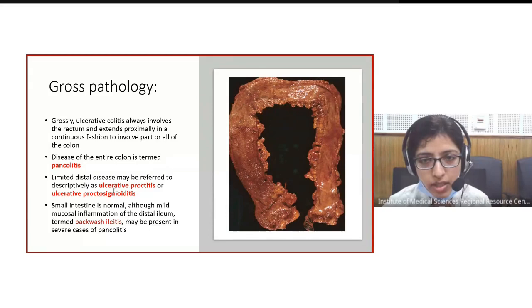When rectum is involved, it's just ulcerative proctitis. When rectum and sigmoid colon are involved, it is ulcerative proctosigmoiditis. Small intestine is essentially normal in ulcerative colitis, though if the entire colon is involved, then some amount of inflammation can be seen in the distalmost part of the ileum, that is the segment of ileum just adjacent to the cecum, and then it is called backwash ileitis. It may be present in severe cases of ulcerative colitis.